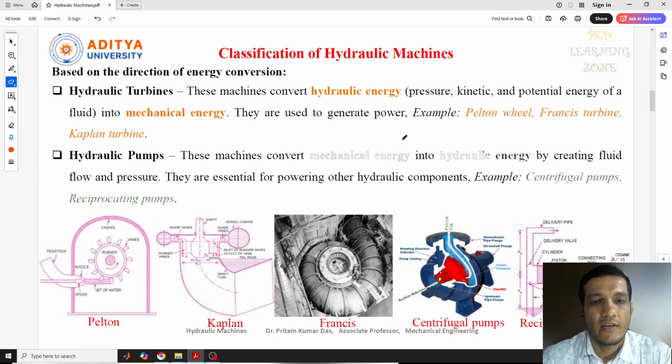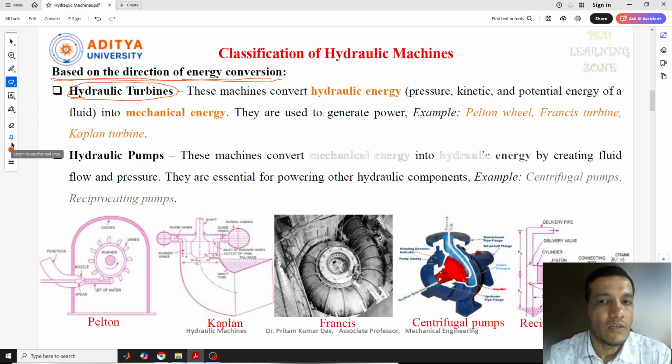Now we'll see the different types of hydraulic machines. The different types are categorized based on the energy conversion, and also based on the types or applications. First, hydraulic machines are classified based on the direction of energy conversion. Based on the direction of energy, the first one is the hydraulic turbine.